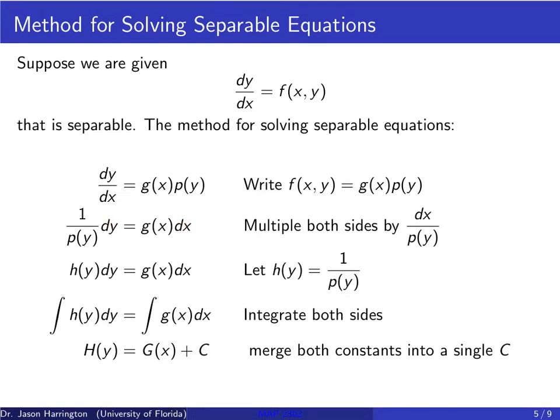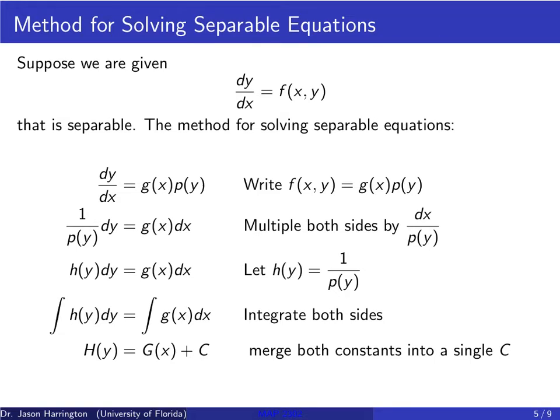And for simplicity, I just called h of y 1 over p of y. That's just to make the notation nicer. But in reality, once you've separated it at this step, you just integrate both sides. Once you integrate both sides, the antiderivative of lowercase h is capital H, and the lowercase g of x is just capital G of x, and you want to make sure that you put your constant on one side.